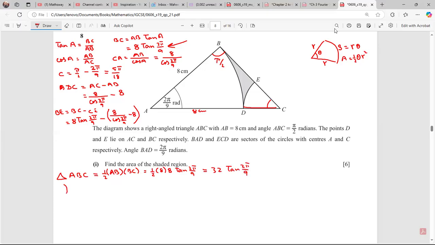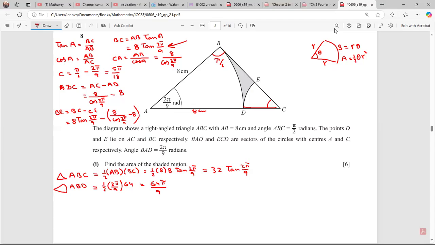Similarly, sector ABD. The area of this sector is half into the angle, which is 2 pi by 9, into the radius square. So radius is 8, so it's 64. The 2 cancels with 2, so 64 pi by 9. This is the area of sector BAD.